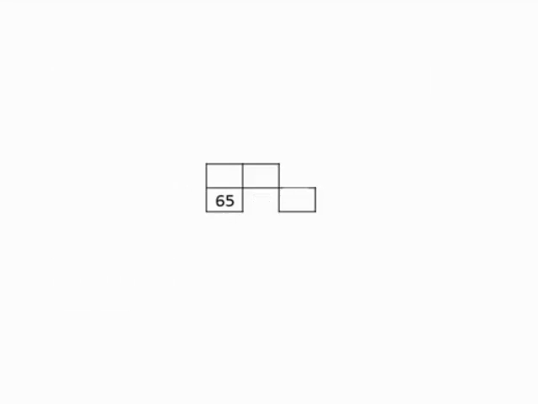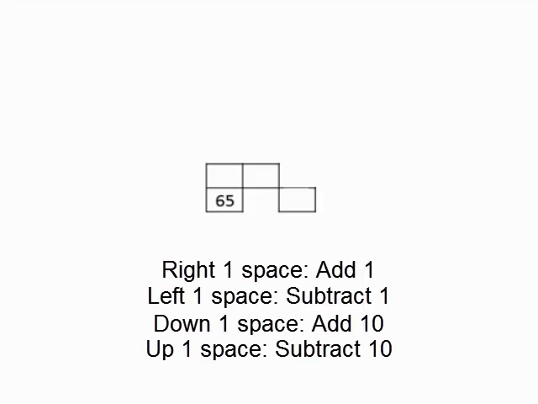With your current level of experience, you should be able to figure out pretty quickly what numbers belong in the boxes. But we also want you to know how to help your children think through the boxes. Remember the pattern. 1 space to the right means to add 1. 1 space to the left means to subtract 1. 1 space down means to add 10. 1 space up means to subtract 10. So we will start from 65 and move 1 space up. This means to subtract 10, which puts us at 55.